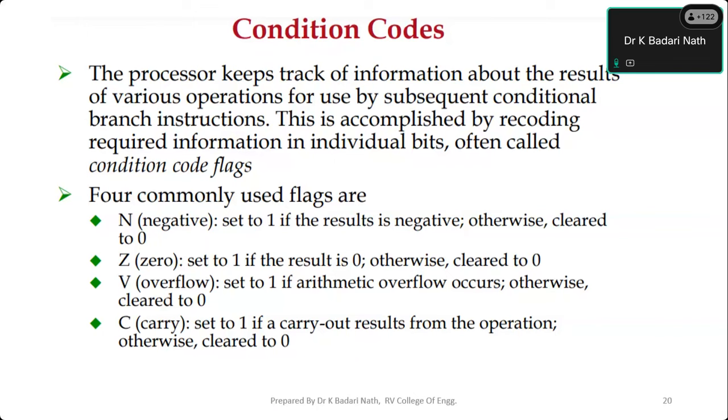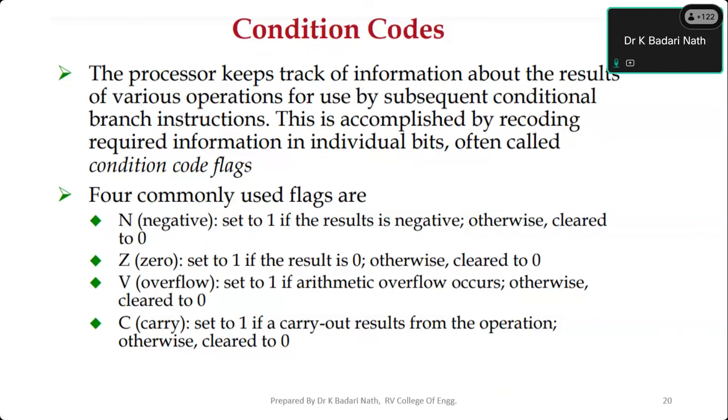Overflow. Whenever you perform arithmetic operations, if the answer produced cannot be accommodated in the given size of bits, then we say overflow has occurred. How do we measure the overflow? Generally, we use the carry generated from the last bit and the carry generated from the last but one bit. If it is a 32-bit number, we take the carry from the 31st bit and the carry from the 30th bit, perform the XOR operation, and whatever you get is called overflow. Then the carry flag: the carry generated from the last bit of the number, the 31st bit, is called the carry bit or carry flag. So these are the four flags which are generally present.